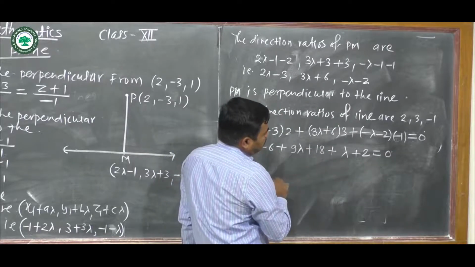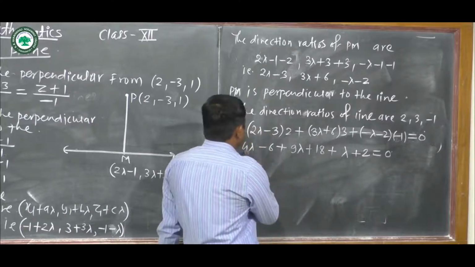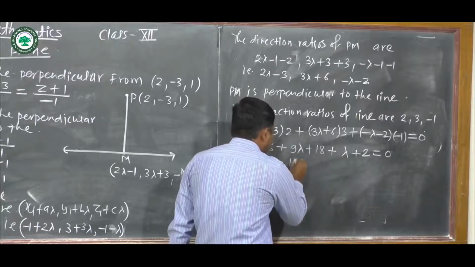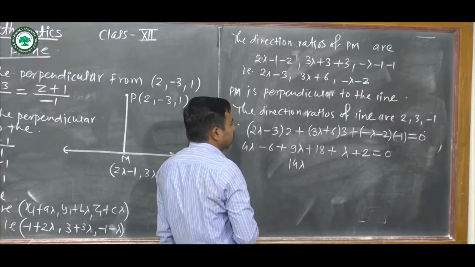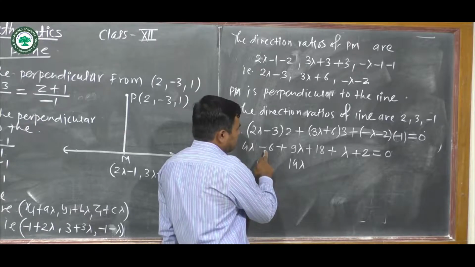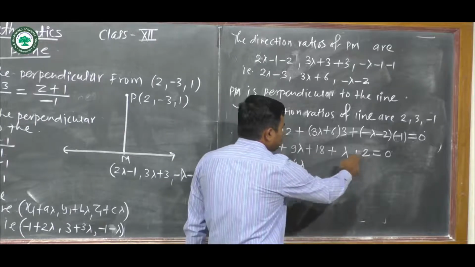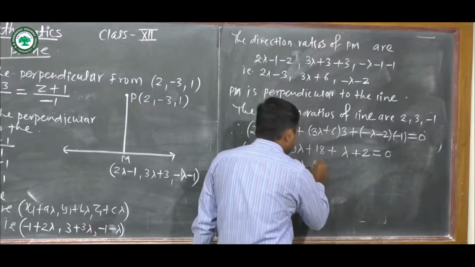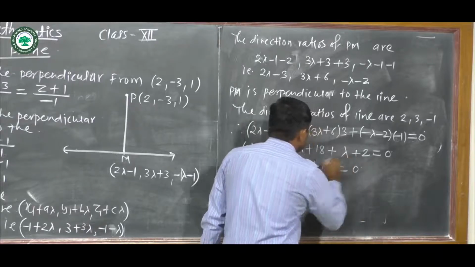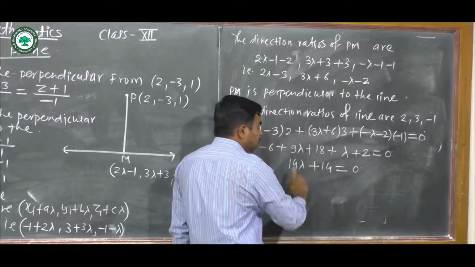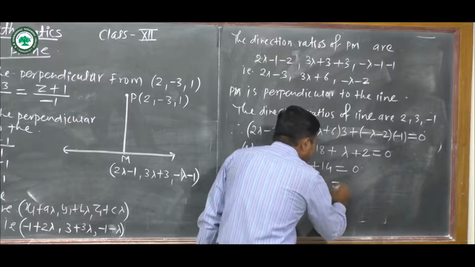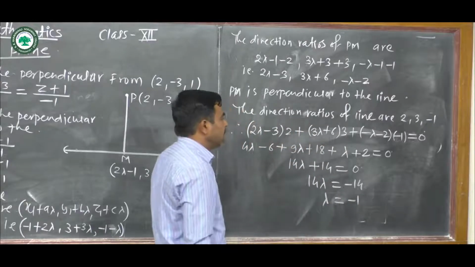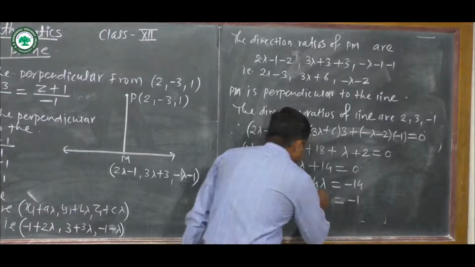So again 4 lambda plus 9 lambda, 13 lambda, 13 lambda plus lambda, 14 lambda, minus 6, 18 plus 2, 20, and 20 minus 6 is 14. 14 lambda plus 14 is equal to 0. So 14 lambda is equal to minus 14. So lambda is equal to minus 1.